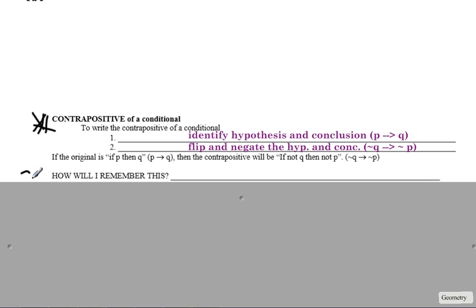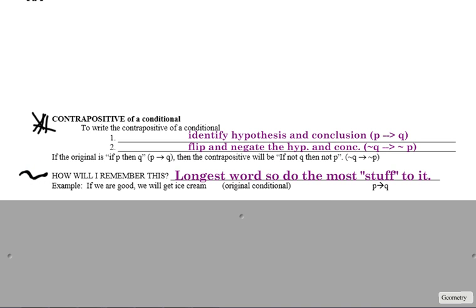Now for how will I remember this? I've been teaching geometry for going on 4 years now, and I have yet to have anybody give me anything that has stuck for how to remember contrapositive, except that contrapositive is the biggest, longest word of the three, and that means we do the most stuff to it. So contrapositive has the most letters, so we're going to do the most stuff to it. We're going to converse it and inverse it. We're going to flip it and negate the conditional. If you can come up with a better idea for how to remember this one, please let me know.